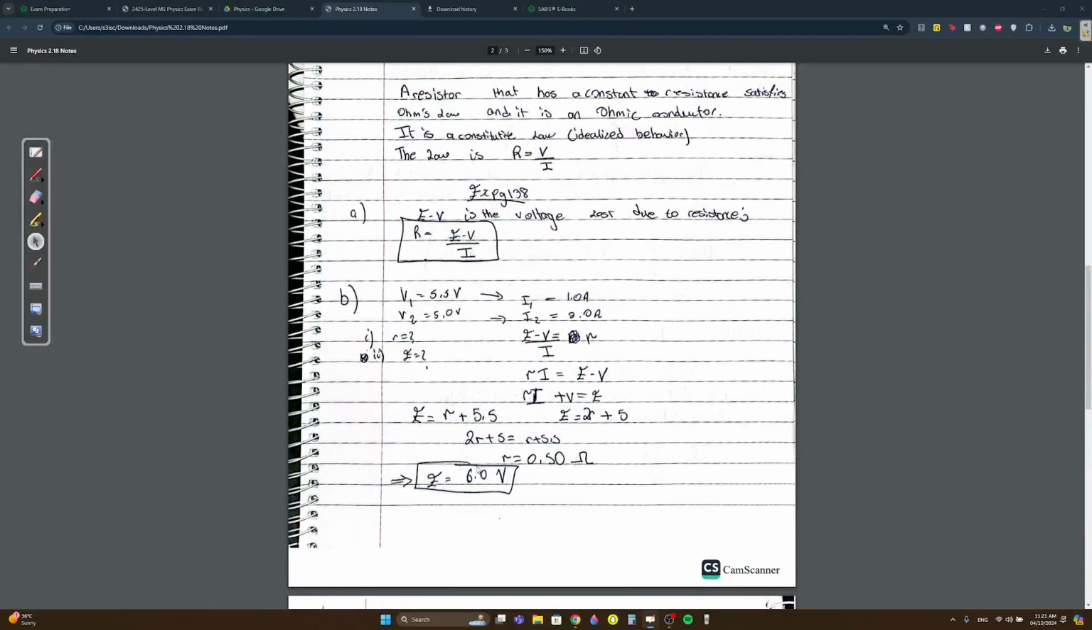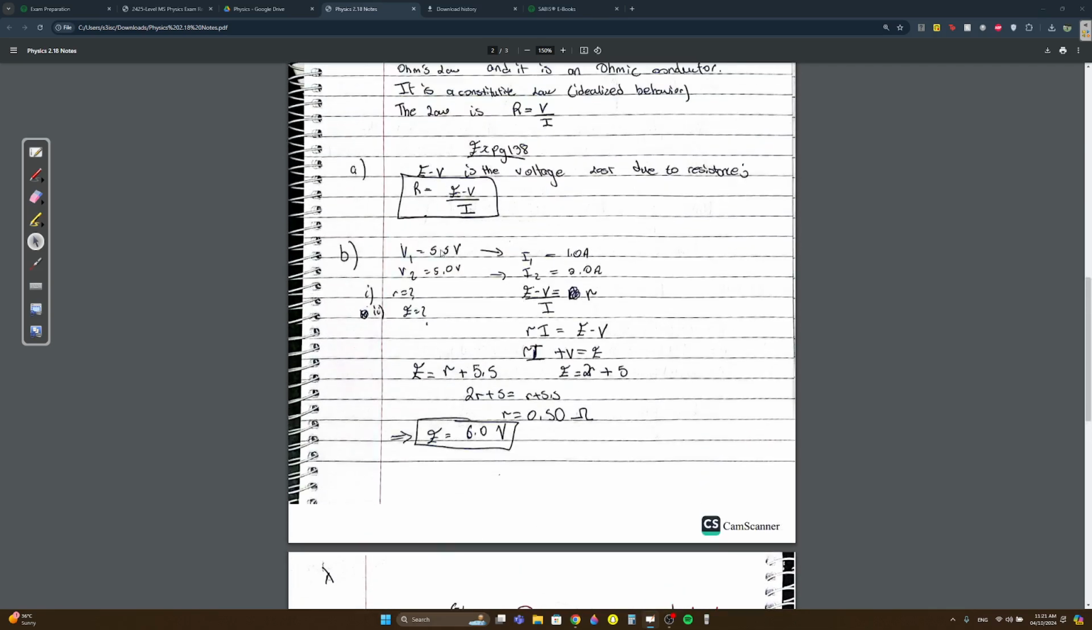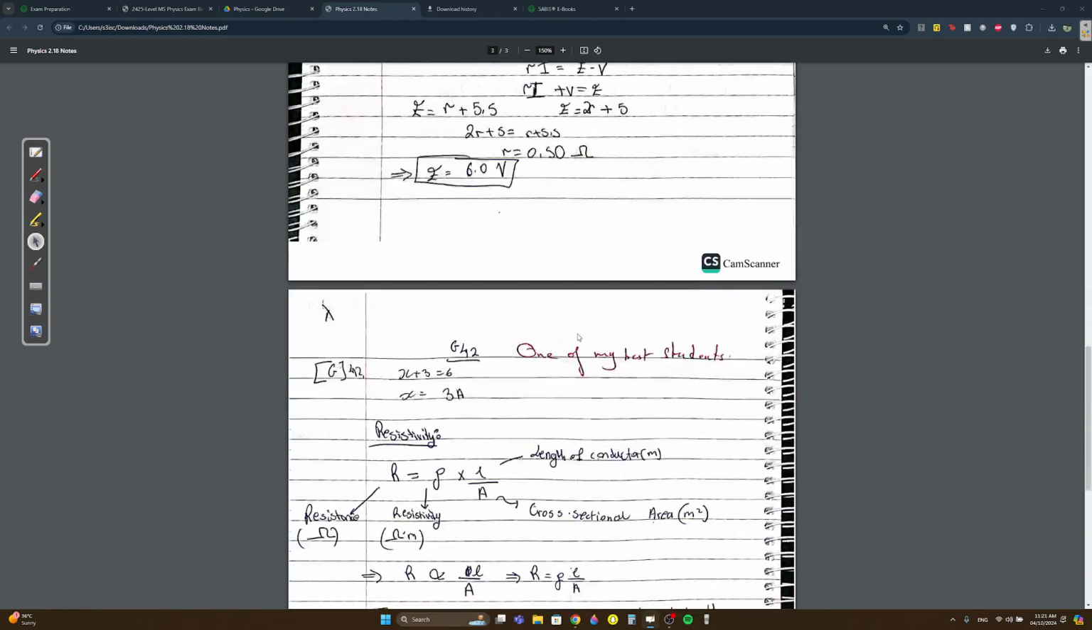Just remember the EMF is always equal. Sometimes they can play with the current, they play with the voltage, but the EMF always stays constant. So that's why you find EMF1, you find EMF2, and you equate them to each other in case it comes. Okay.